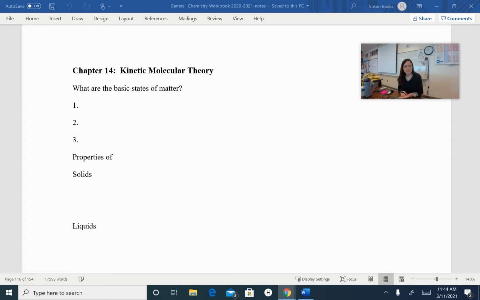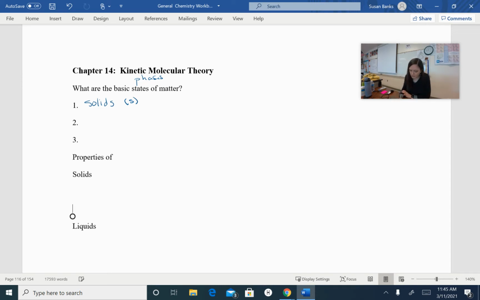What are the 3 basic states of matter? And sometimes we use states, sometimes we use the word phases. So I want you to also know this word, phases, as well. So what are the basic states of matter? You probably can name them right off the top of your head. Solid, liquid, gas, right?